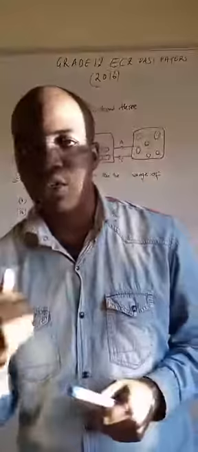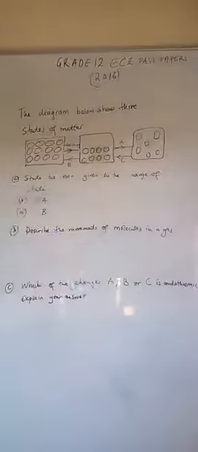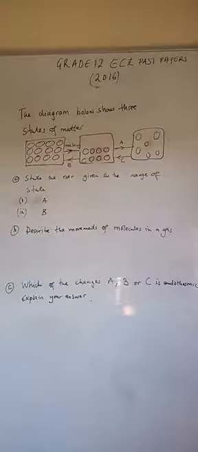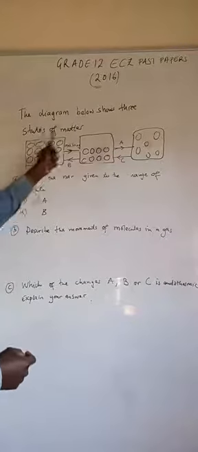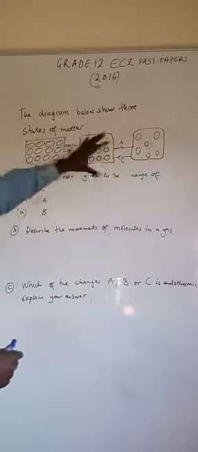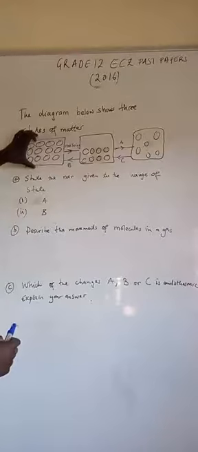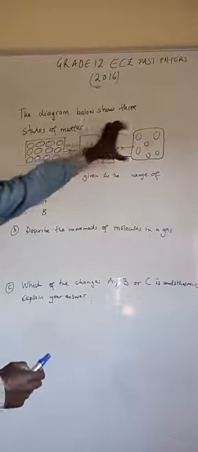So let's go directly into the past paper and solve the questions. The first question that came in paper 2, 2016, was this. The diagram below shows three states of matter. As you can see the way they are arranged, this is a solid, this is a liquid, and that is a gas.